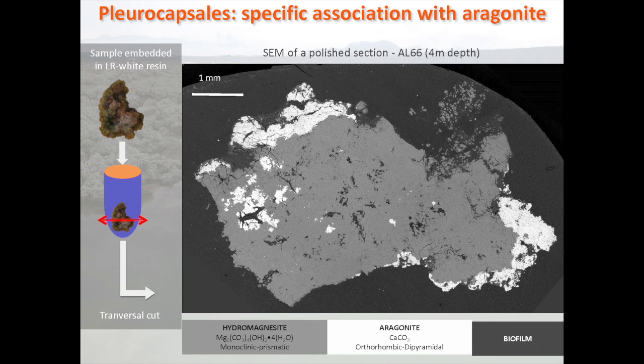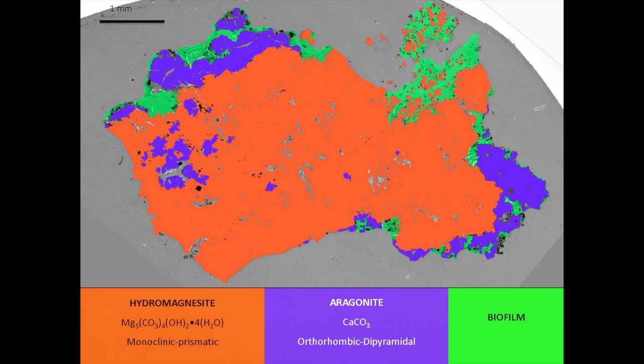And it's really coincident. So in order to go further and see whether it was really a close association, what we did was to cut a fragment of the microbialite, embed it in a resin, and then make thin slices and look at that under scanning electron microscopy. And then you have this type of image where the lighter areas correspond to aragonite, and this corresponds to hydromagnesite, and the biofilm is much darker. So you can color that artificially so that you can see better. So really the organic matter that is associated to living cells is in green here, these areas. This is the aragonite, and this is the hydromagnesite that is the bulk of the rock.